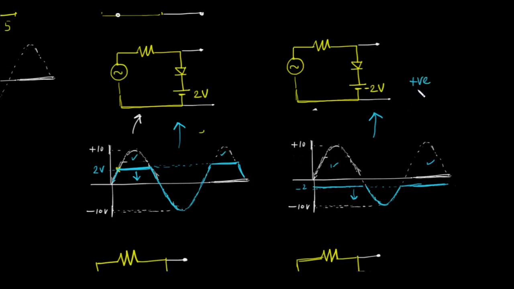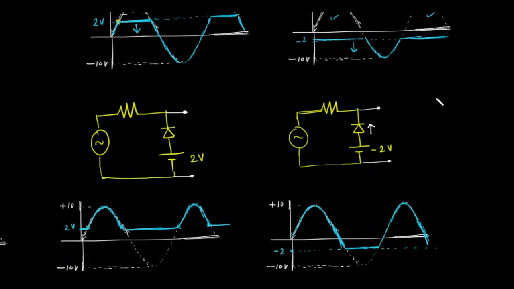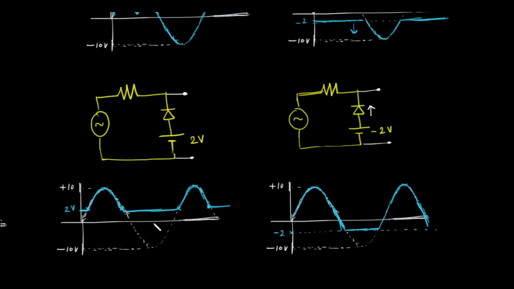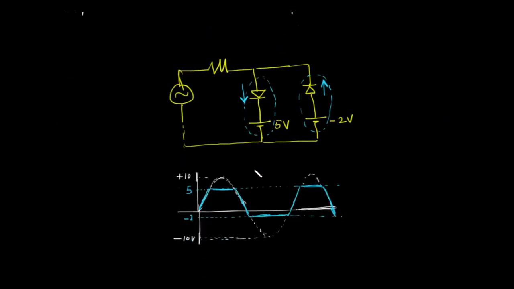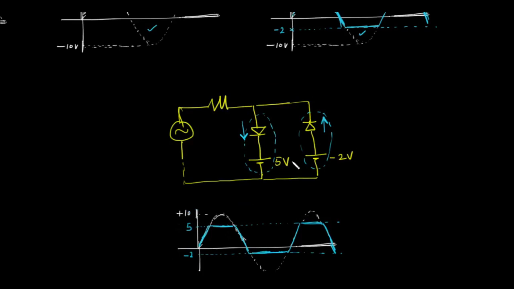Let's write this in full form, I guess. This is called a positive clipper, and the clipper circuits in which the lower part of the signal is clipped, you see this part is clipped, and in this case this part is clipped, this is called a negative clipper. And we can cascade positive and negative clippers in the way that we showed in this circuit. So yeah, this was the basics of clipper circuits.